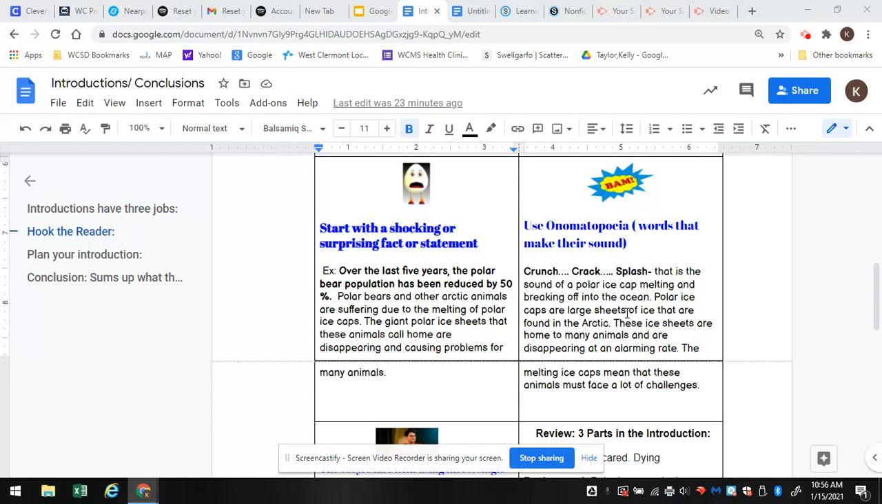I had to stop and think about polar ice caps and what sounds they might make as they're breaking apart and as they're melting, and what kind of onomatopoeia I could use for that. So I used crunch, crack, splash. That's the sound of a polar ice cap melting, breaking off into the ocean. And then here's my little background information. And then I have my thesis, what I'm going to be writing about.